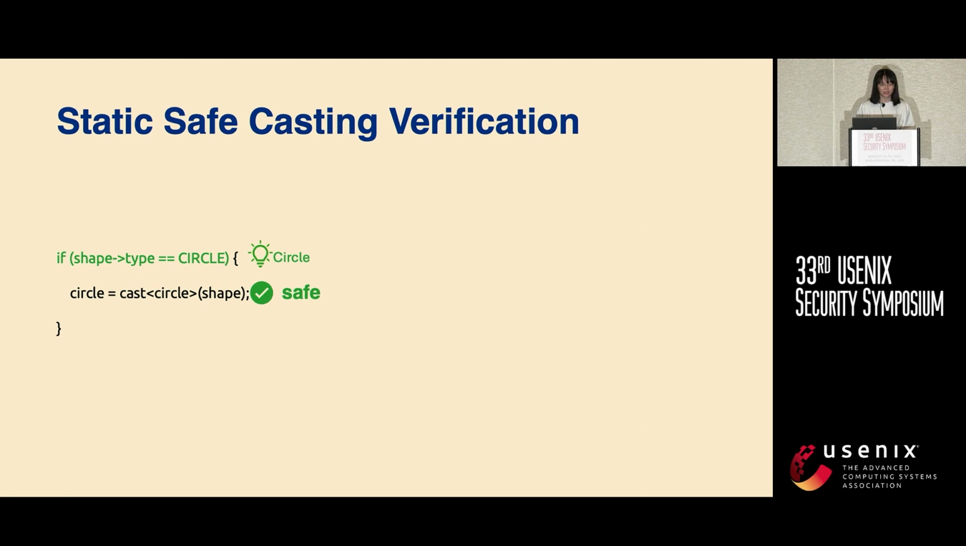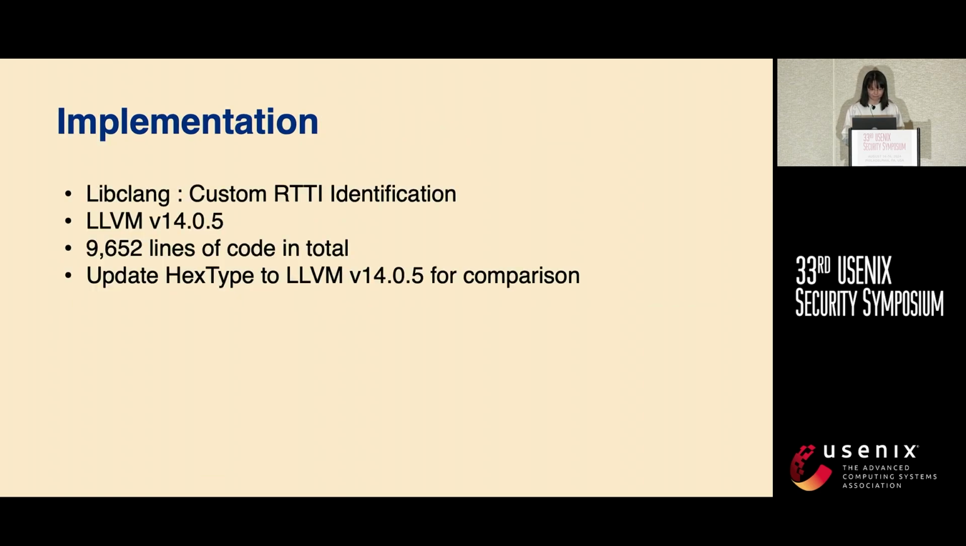After getting that type information, we perform the static safe casting verification. At the IR level, we check each comparison operation, including if statements and switch cases. If we find such a type check, then we can infer the correct type from the type information. If any cast is dominated by those type checks, and in between there is no change, we can identify a safe cast protected by the developer-implemented check.